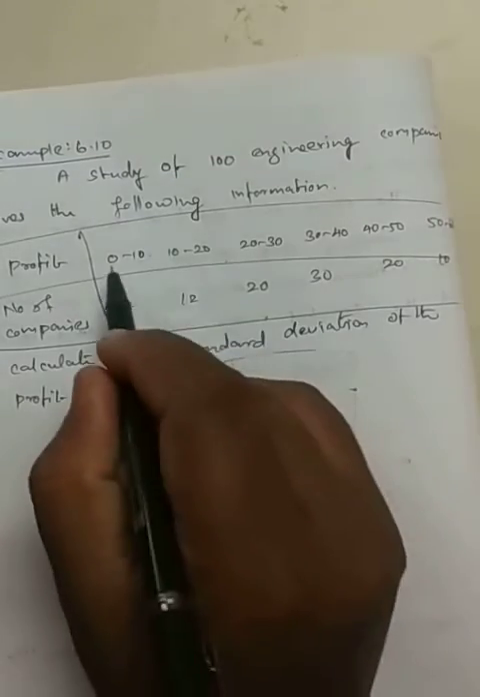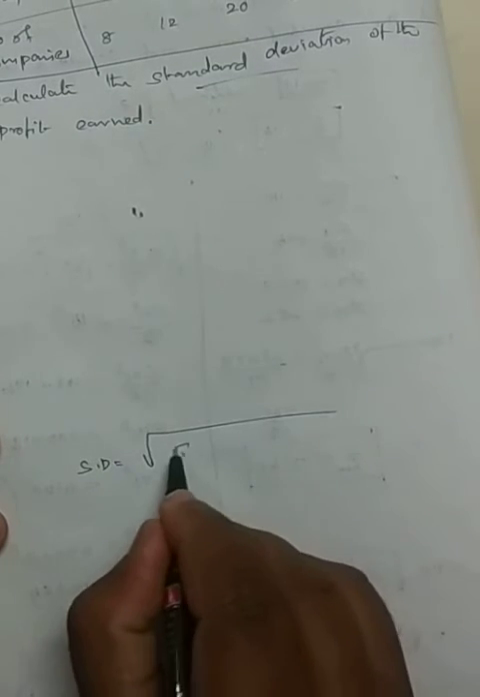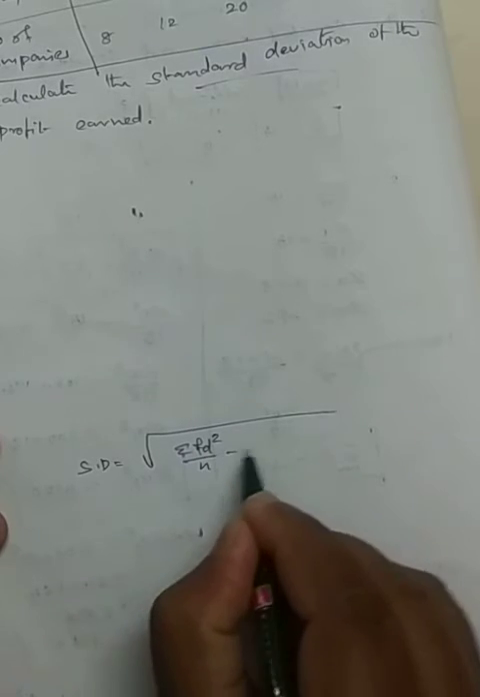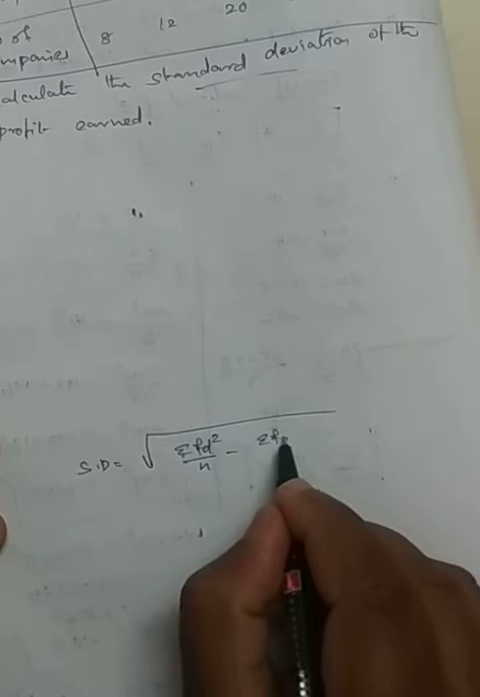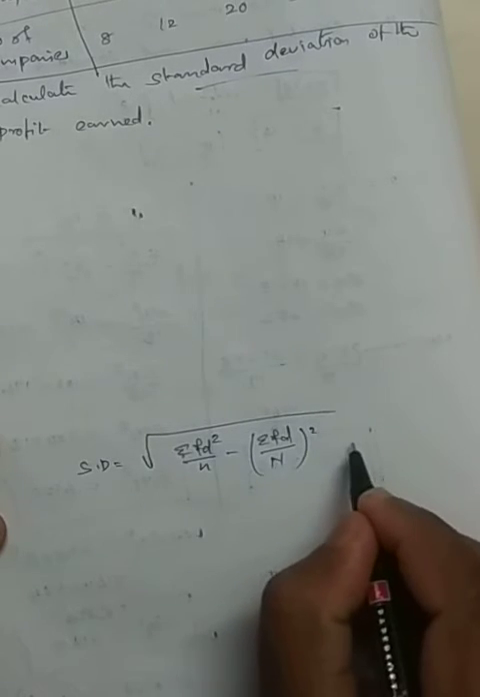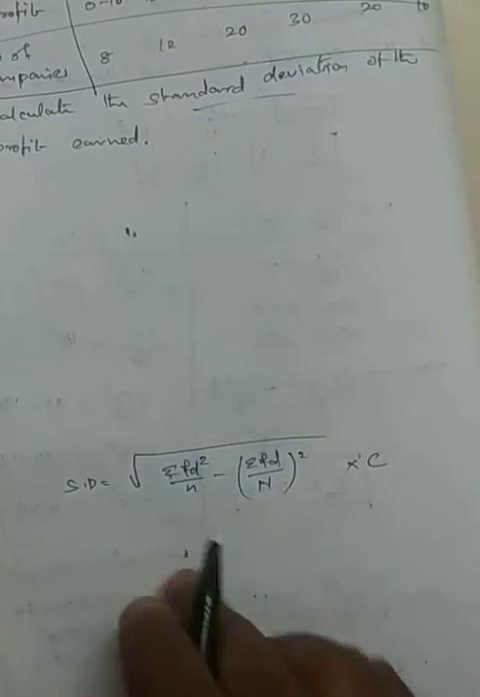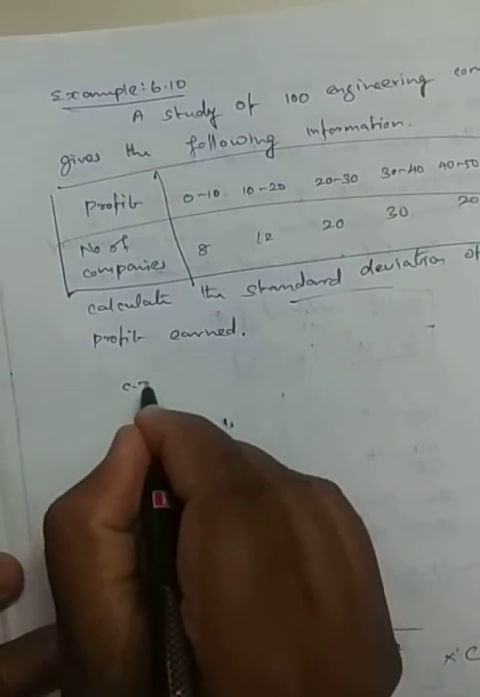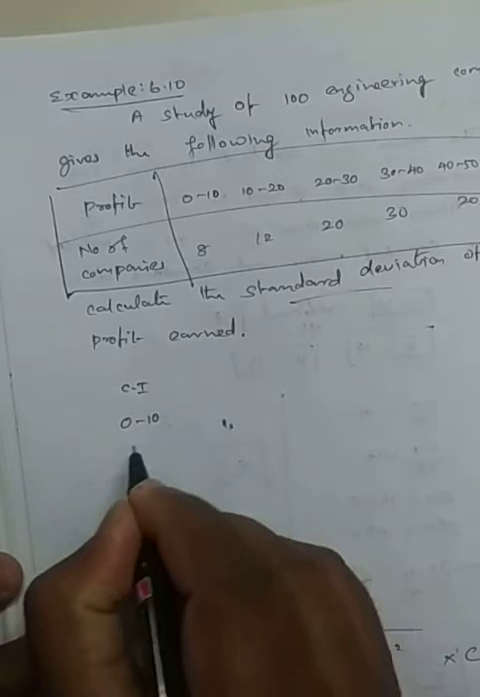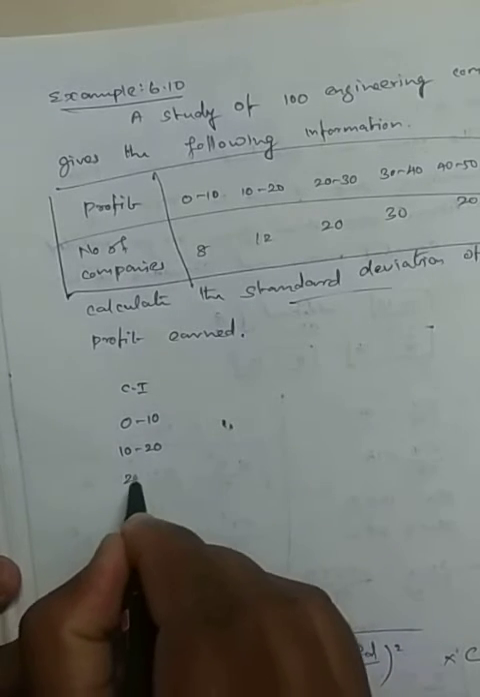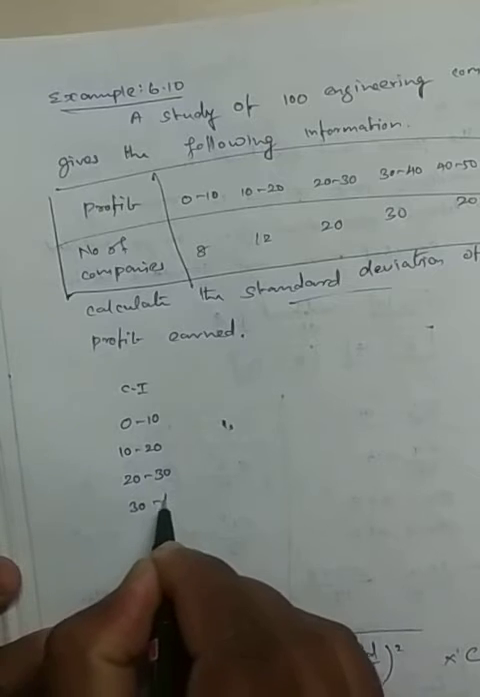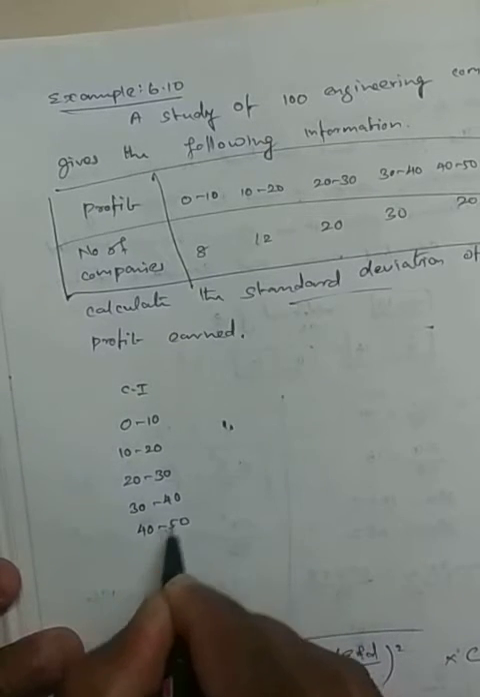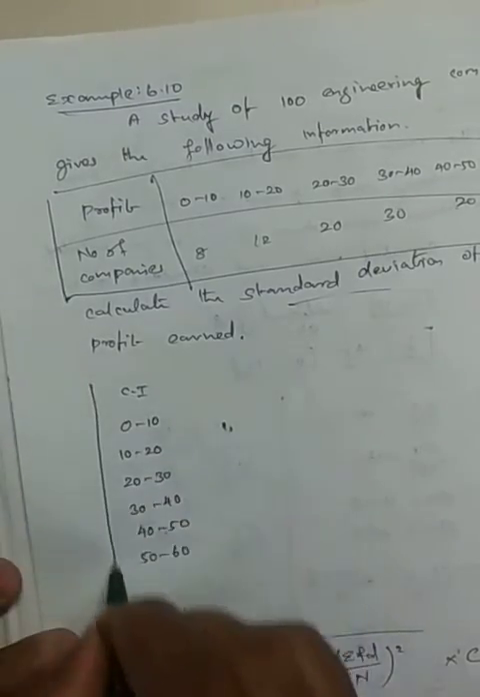Since the data is in class intervals, we need to follow this standard deviation formula. I am writing here: standard deviation is equal to the square root of sigma f d square by n minus sigma f d by n, whole square, into c outside. This is the formula we need. So first we'll construct the table. Class interval, that is Ci: 0 to 10, 10 to 20, 20 to 30, 30 to 40, 40 to 50, 50 to 60. This is very important.